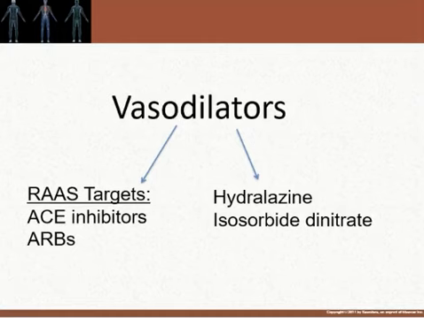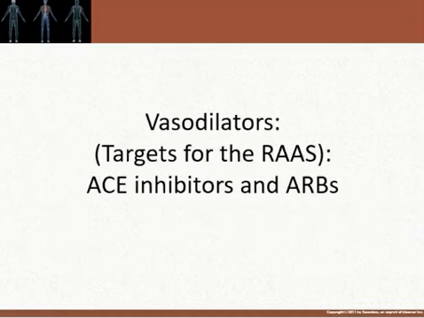And so the first kind of large class of drugs is the vasodilators, and you can actually further break that down into the renin-angiotensin aldosterone system targets, or the RAAS targets, and these are the ACE inhibitors and the ARBs, or the angiotensin receptor blockers or angiotensin receptor antagonists. And then further, vasodilators can be broken down into the hydralazine and isosorbide dinitrate category. So there's 4 different drug classes that are identified as being vasodilators. And so let's at first start with the targets of the RAAS system, the ACE inhibitors, and the ARBs.